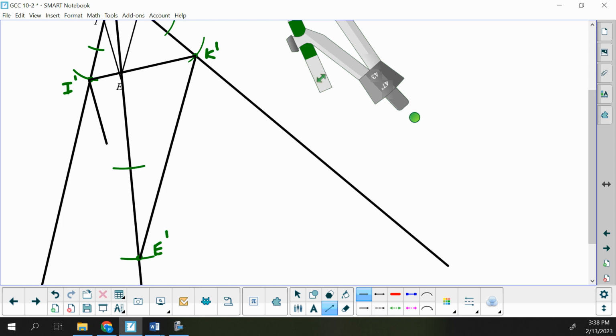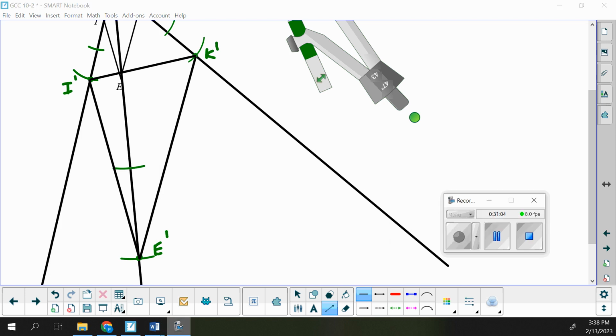And the reason we're doing dilations in this unit is that when you dilate, it creates a similar figure. The angles that are in the same spots are still the same. The sides are in some proportion, and the proportion is the same as the scale factor.